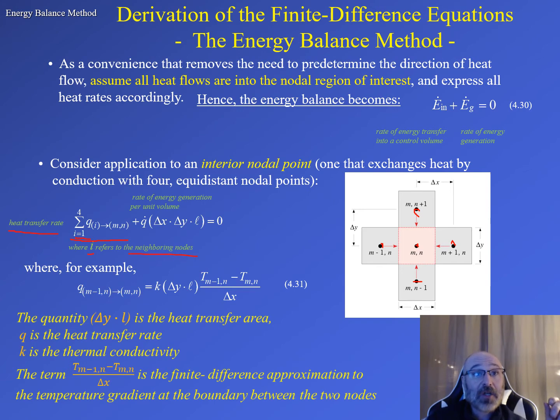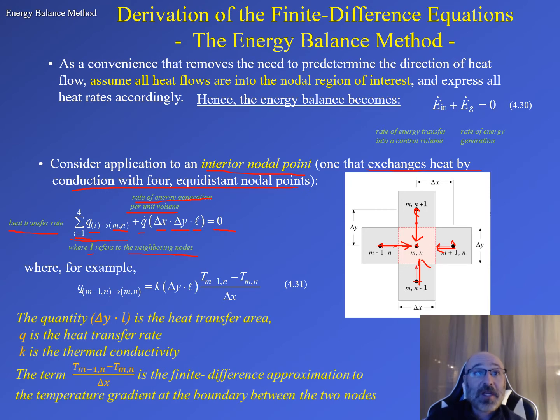And this is as our Q sub I goes into our M sub n. So each one of these, you can see the arrows going into that center point, our M sub n. So again, M sub n is our interior nodal point, which is the one that exchanges heat by conduction with these 4 outside points that we're considering here, with our I equal to 1 through 4. Now that is going to be added to our rate of energy generation per unit volume, which is our Q dot, times our delta x delta y times that L value, and this is going to be equal to 0.